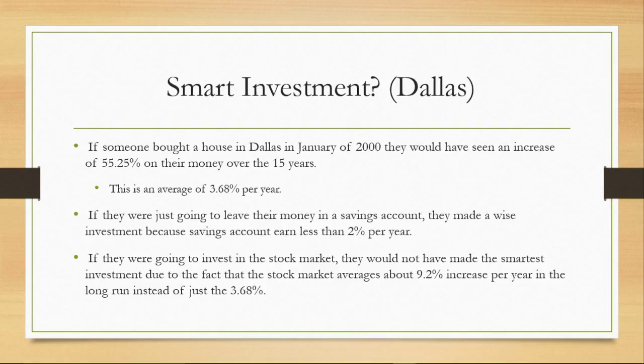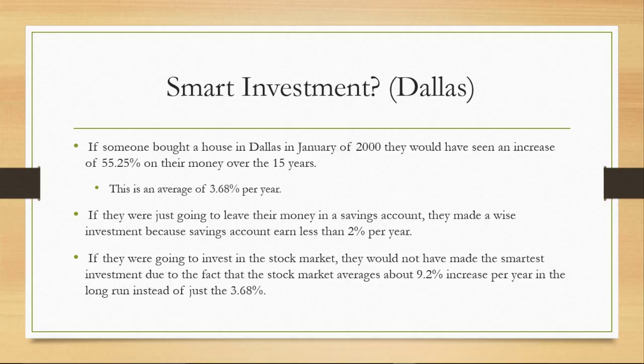So if we look at this from an investment side, someone who bought a house in Dallas in January of 2000 would have seen an increase of 55.2% growth on their money over the past 15 years. This averages to about 3.68% per year. If they were just going to leave their money in a savings account, they definitely made a wise investment, because savings accounts earn less than 2% per year.